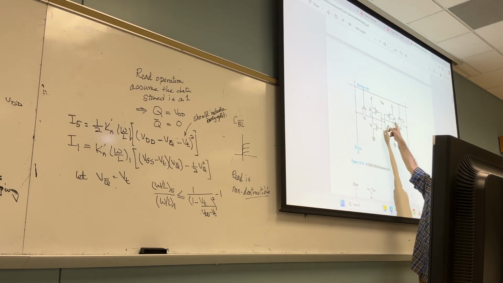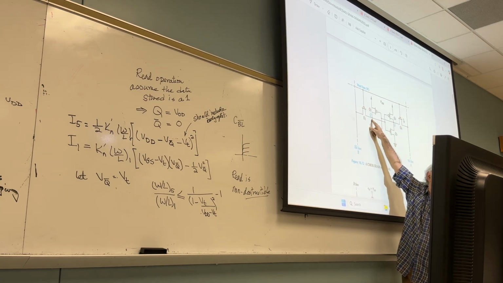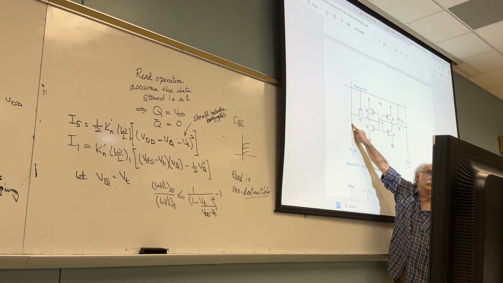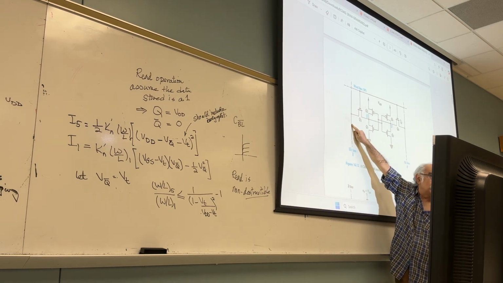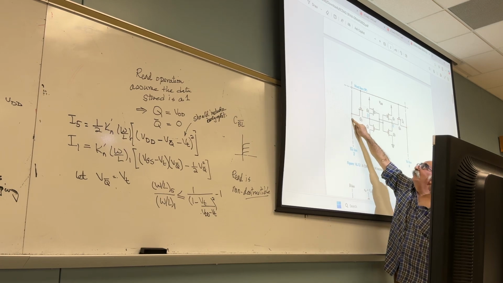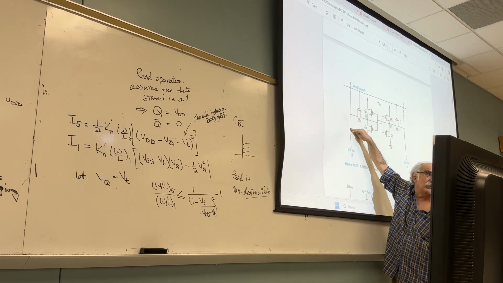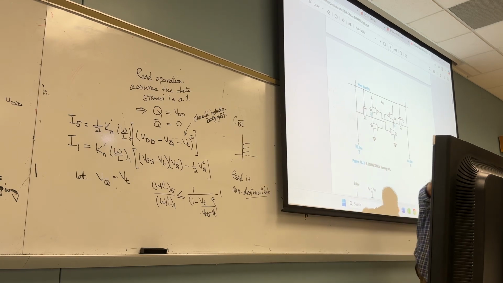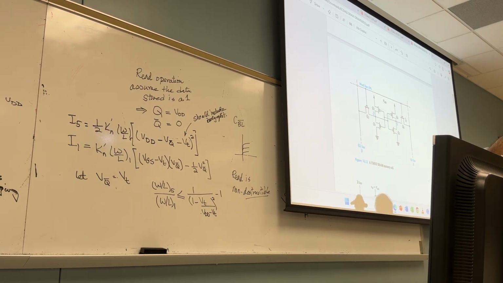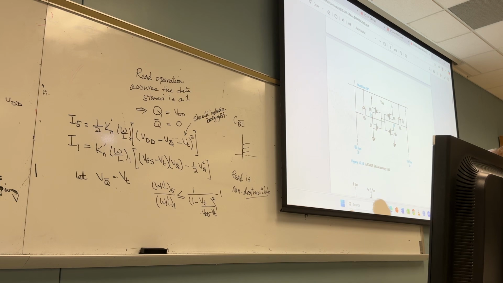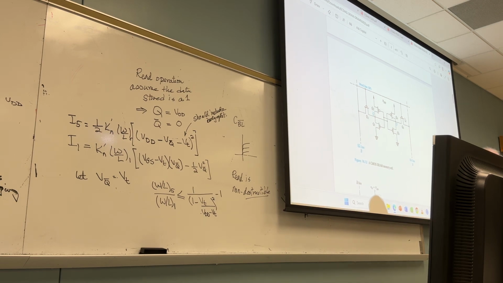How about this one? What did we say? Q is 1. So what is this? 0. And this one is VDD over 2. What will happen? Current will go this way. What happened to this line? It goes down. So one line goes up, the other line goes down. Did you get it or not?